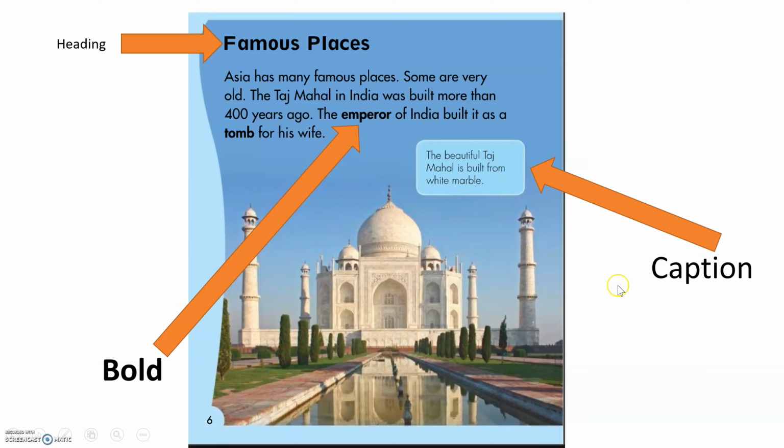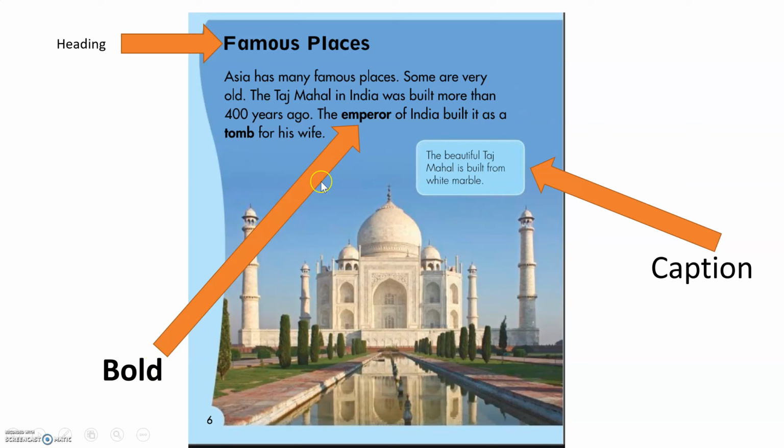Ooh, this page, page number 6, has a lot of different text features. We start at the top. There's a heading. The heading at the top says Famous Places. So I think this text right here is going to be about different famous places. Asia has many famous places. Some are very old. The Taj Mahal in India was built more than 400 years ago. The Emperor of India built it as a tomb for his wife.